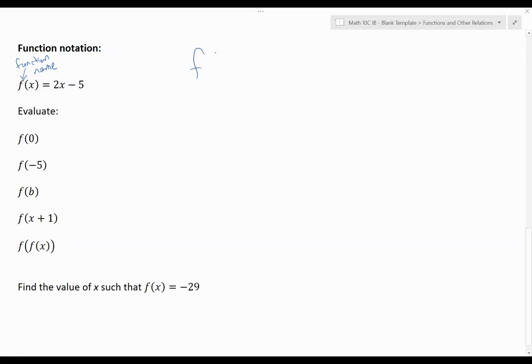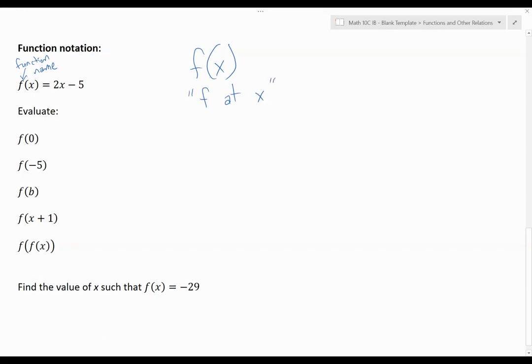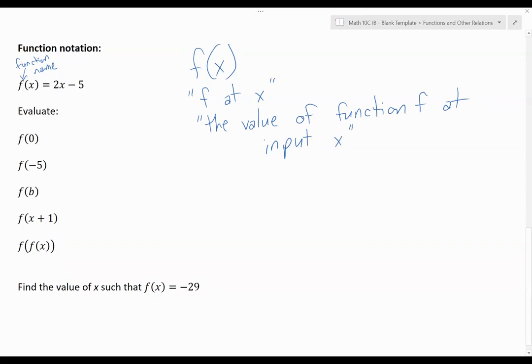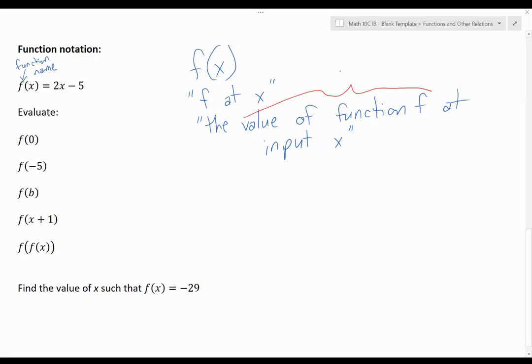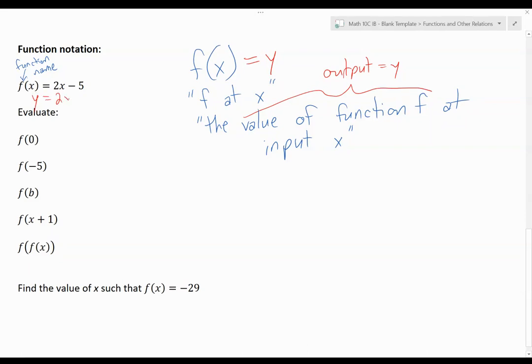If I have multiple functions, I might use F, G, H, using different letters. And the way we read this, F bracket X is read F at X. In other words, the value of the function F at input X is the long way of saying that. The value of the function F is just a long way of saying output, which would often be Y. So we are using F of X in place of Y. This would be in lieu of writing Y equals 2X minus 5.